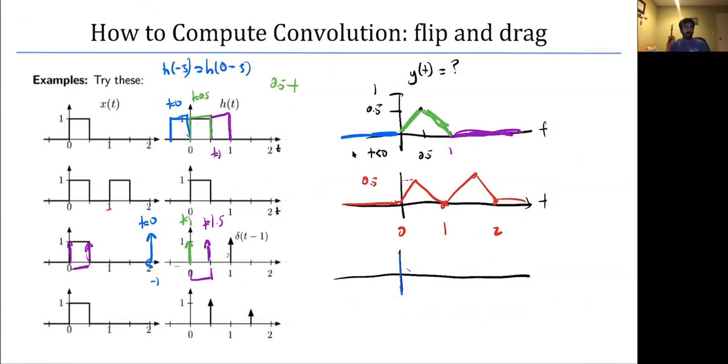And once a Dirac overlaps, as we know from the sifting property, it just takes on the sampling value of the original signal. So what this means is that the output is going to be 0, 0, 0. Here's 1. And I have my original signal. And it stops at 1.5.